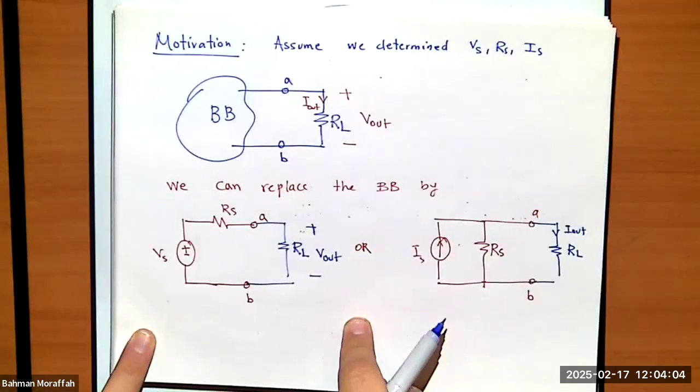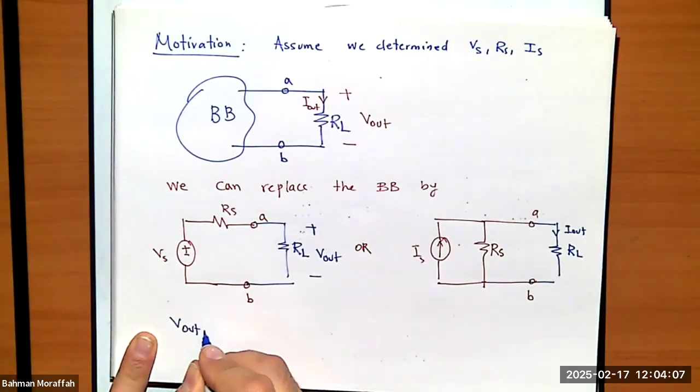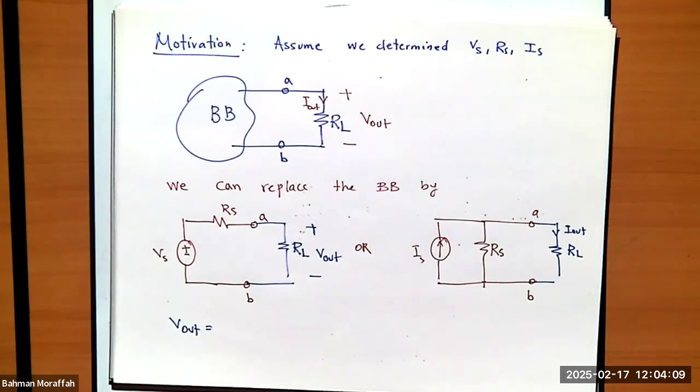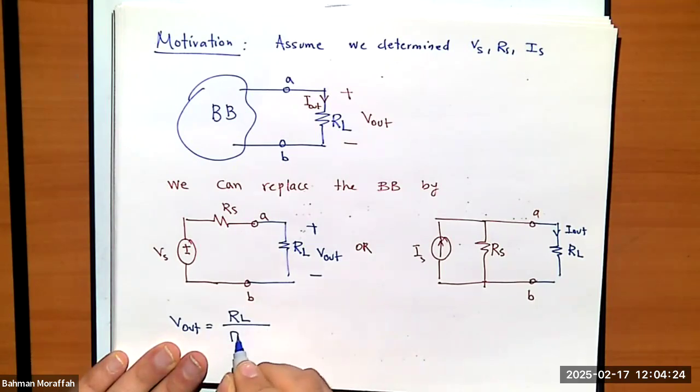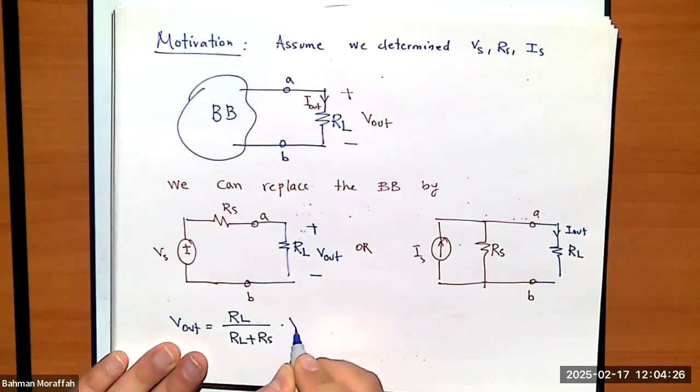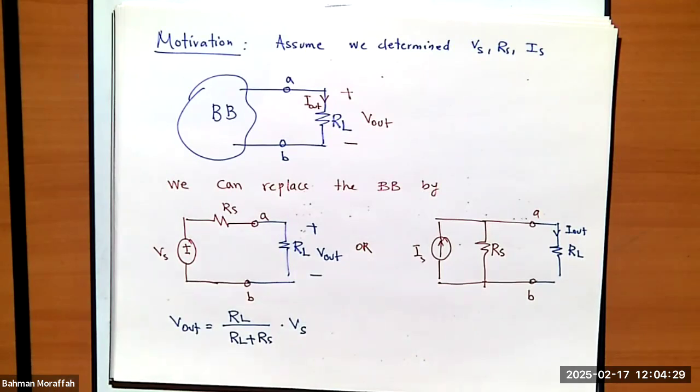If we have this circuit, what is V out? We know this pretty well. It's a voltage divider, right? So the value of V out is proportional to the value of RL. So V out is RL divided by RL plus Rs times Vs. Right? So as soon as I change the value of RL, you can simply compute V out. You don't have to do anything else.